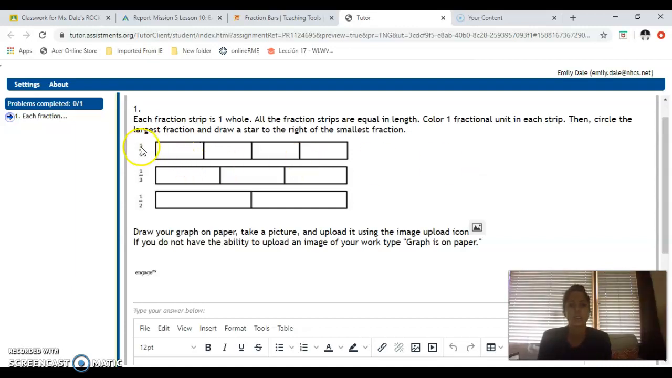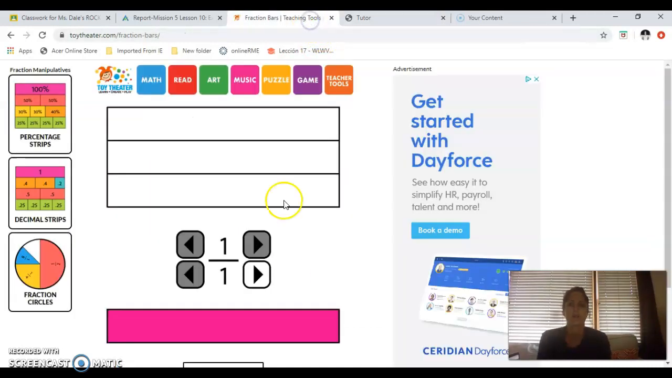So for this, the unit fraction would be 1/4, right? So you would just color 1/4, one of the 4. 1/3 would be the fractional unit for this strip, and 1/2 would be the fractional unit for this strip. So it's asking you to just color in one. Okay, and I'm going to show you on this what that would look like.